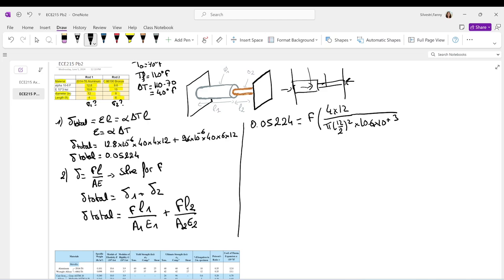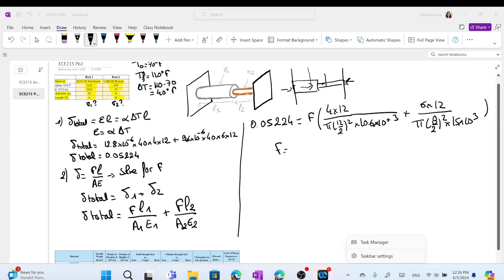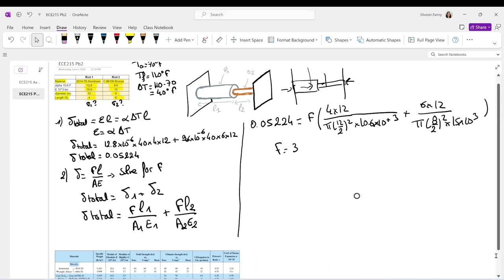So this is my L1 divided by the area 1 times the Young modulus of the aluminum, plus the L2, that is 6 times 12, divided by the area of the second one with a diameter of 8, so pi times 8 divided by 2 squared, times the Young modulus, that is 15 times 10 to the third. Okay. You play with all of that and you solve for the force and you find a force that is equal to 385.3.